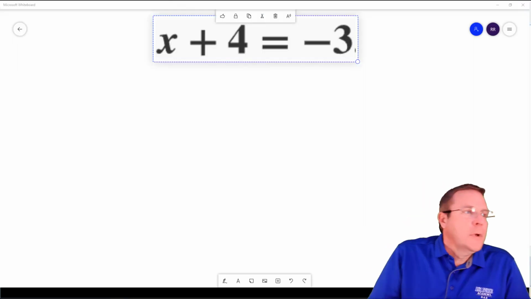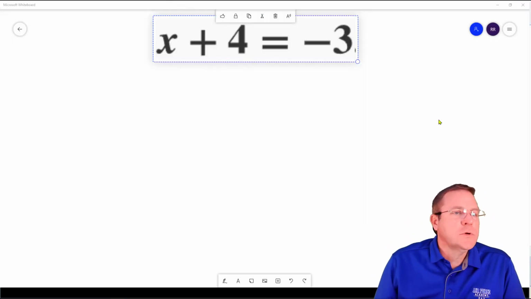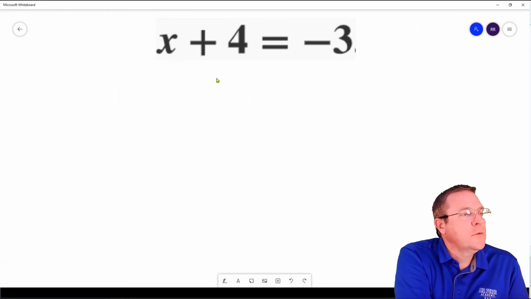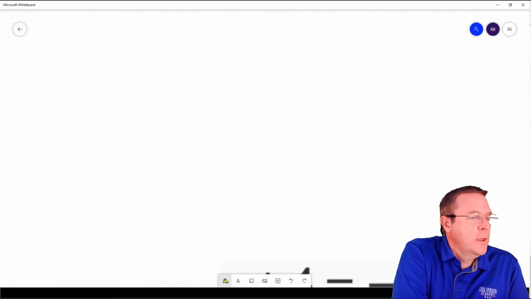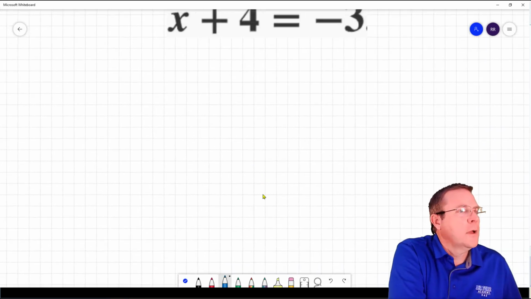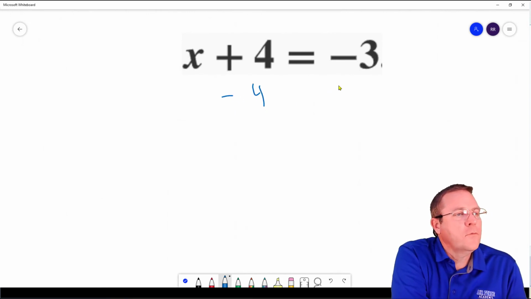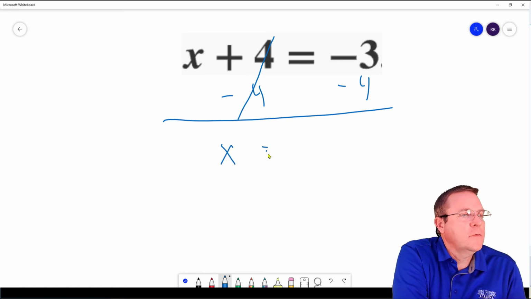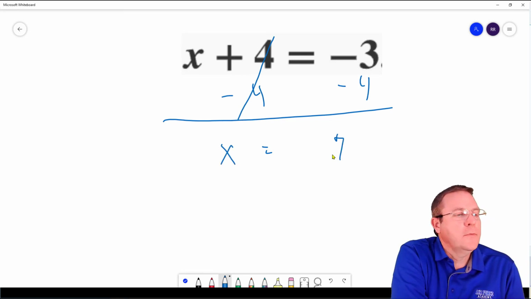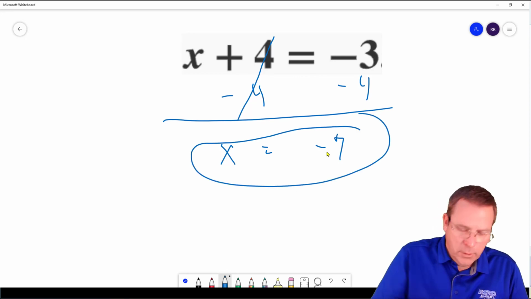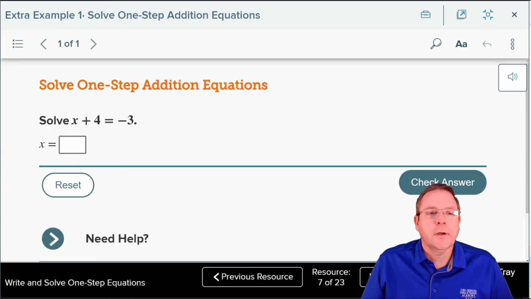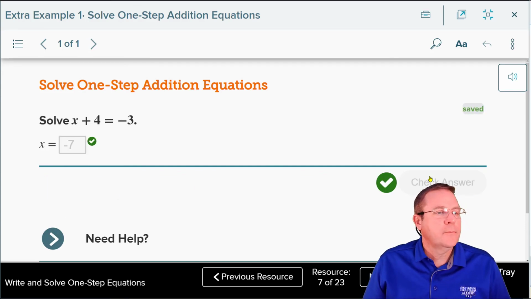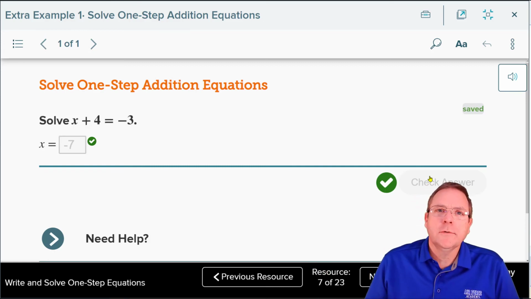To solve this problem, I'm going to start off by asking the question, what's the final goal of an equation? To isolate the variable. My variable is x and its friend is 4. It's adding 4, so I'm going to subtract 4 from both sides. The 4s on the left zero each other out, leaving x is equal to, signs are the same, find the sum, sign in front of the larger number goes in front of the answer. So, jump back over here, x is going to equal negative 7, check it, and it works. That's all there is to doing these.